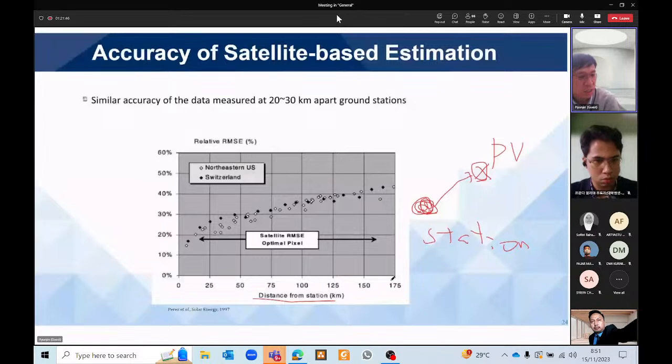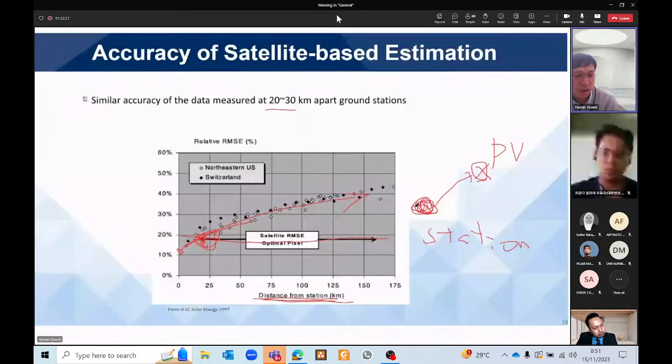At a short distance, definitely the error is small, but as the distance increases, the error increases. On the other hand, this is the accuracy based on the semi-empirical model. You see this line and this curve intersect around this point. What's the conclusion? If the nearest station is 20 or 30 kilometers apart, then you cannot rely on the measured data. In that case, just the modeling can guarantee similar accuracy.